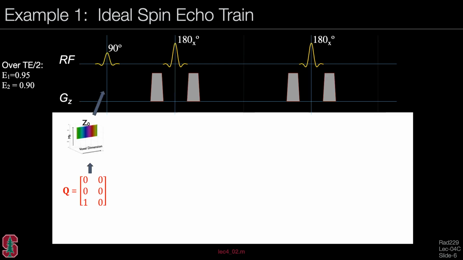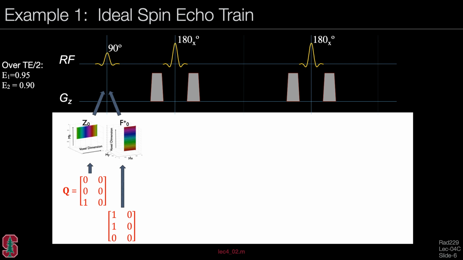So we start here, and note that we've chosen our T1 and T2 so that E1 and E2, the relaxation attenuation terms, are 0.95 and 0.90 respectively over TE over 2. Remember, this is a spin echo sequence, so the spacing between the 90-degree pulse and the first 180-degree refocusing pulse is TE over 2. So we start in equilibrium, and our Mz is all pointed up to the equilibrium magnetization, and our state matrix has just a 1 in the bottom left corner.